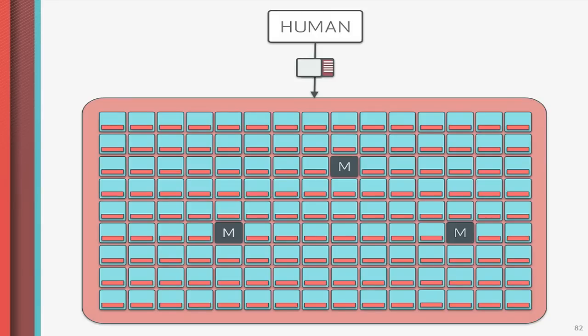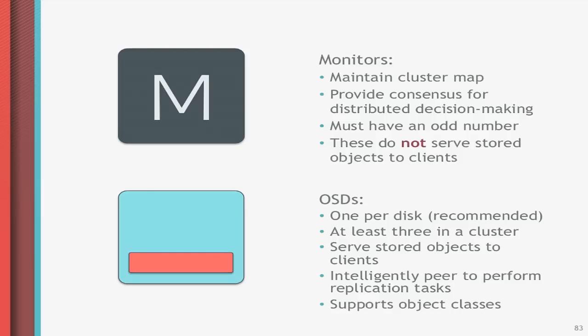The OSDs will automatically re-replicate anything that's missing or anything that needs more copies made of it. The three M's you see there are called the monitor servers, and the monitors basically provide a record of cluster state. They run the Paxos algorithm, which makes sure that they're consistent with each other, and they can't have a split-brain scenario.